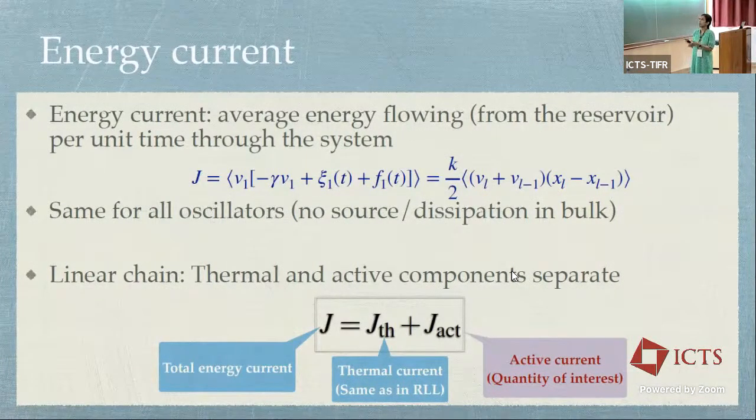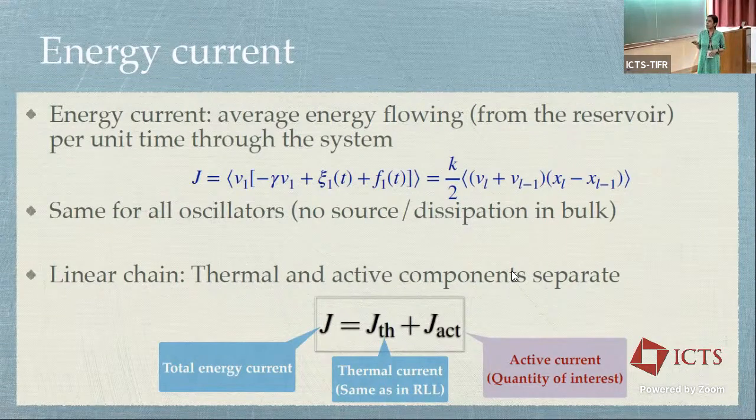So we compute first the energy current, which is the average energy flowing from the reservoir to the first oscillator and then from first to second. Because there are no sources of dissipation in the bulk, the average current flowing through the system is constant. It doesn't depend on the oscillator that we are looking at. And because of the linearity, the total current just separates out into two components: the thermal current and the active current.